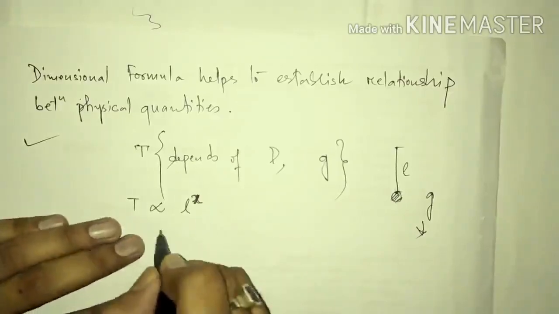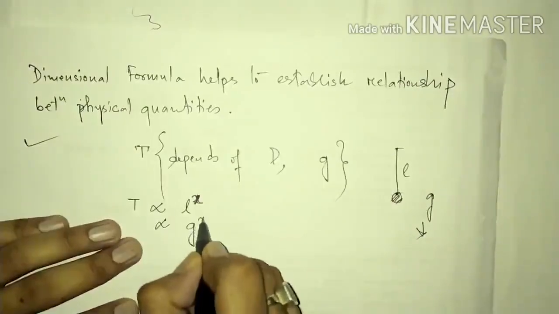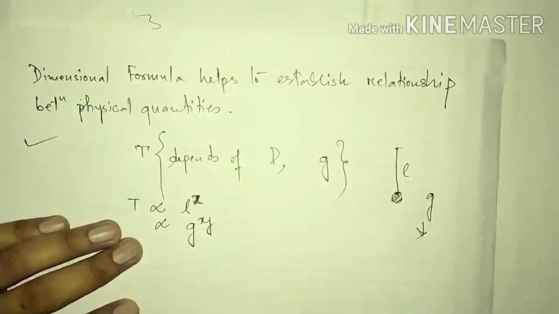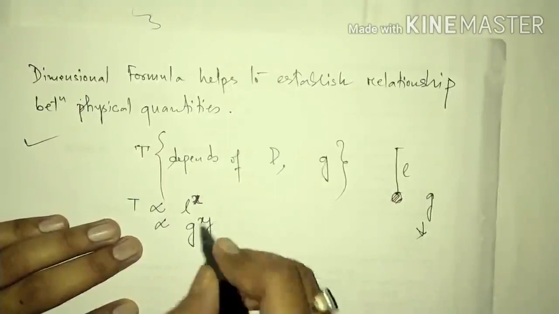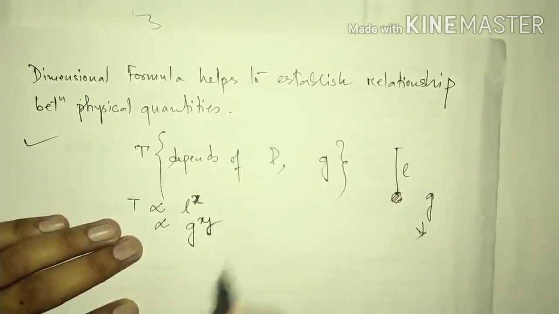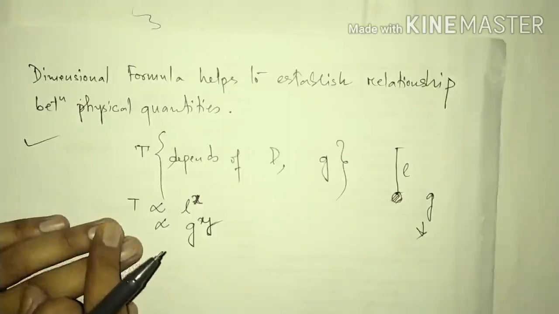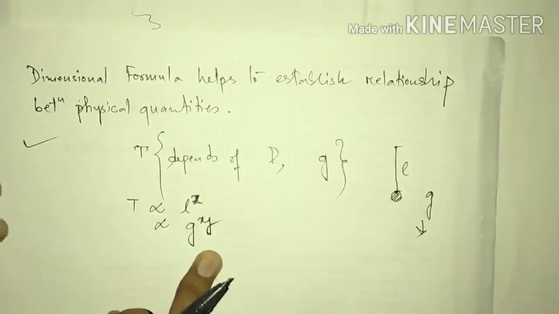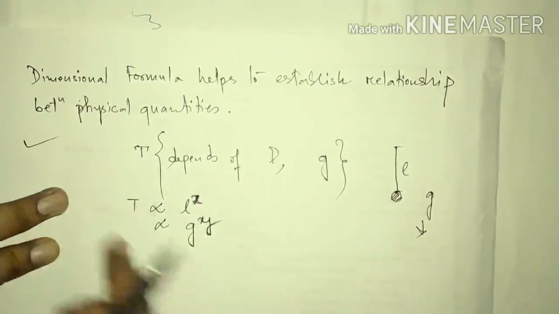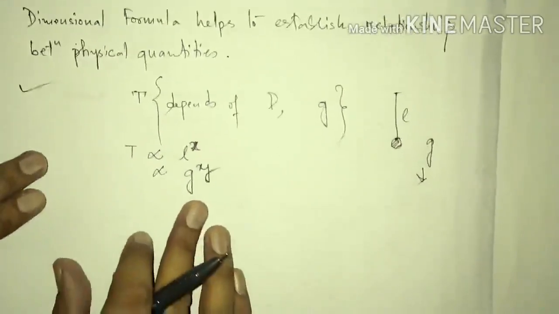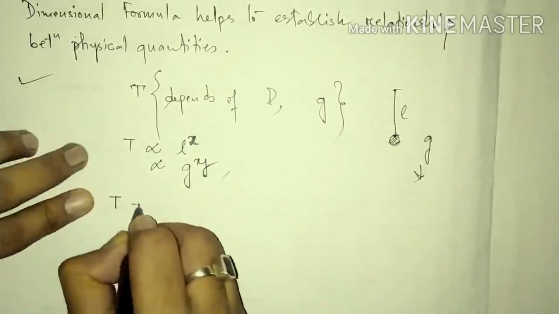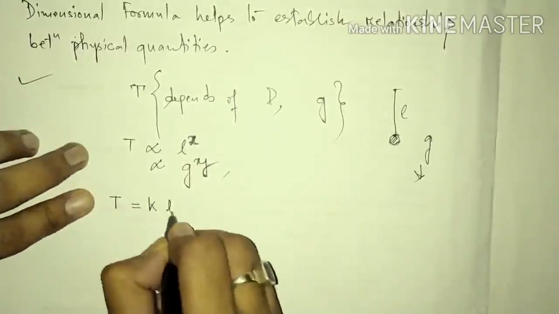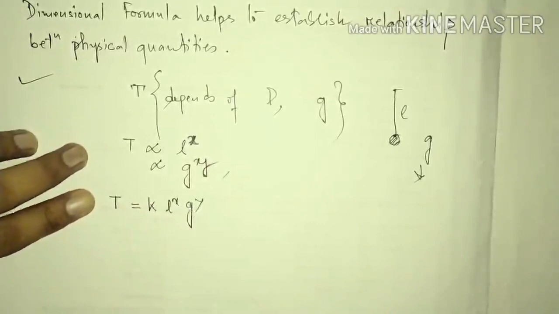Similarly, I don't know what is the power of g, whether it is root g or g square or g cube or 1 by g. So I have considered that the power on which the time period depends with g is y. Combining these two proportionality signs, I can easily write an equation: T equals some constant times L to the power x, g to the power y.